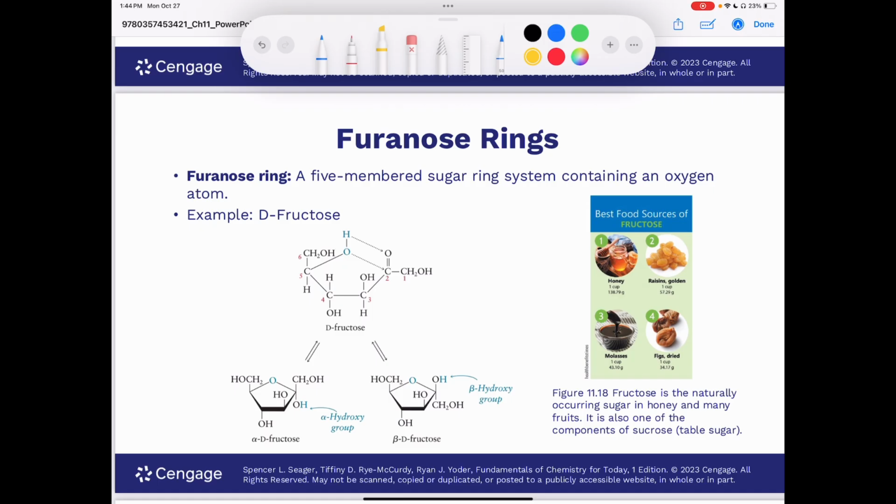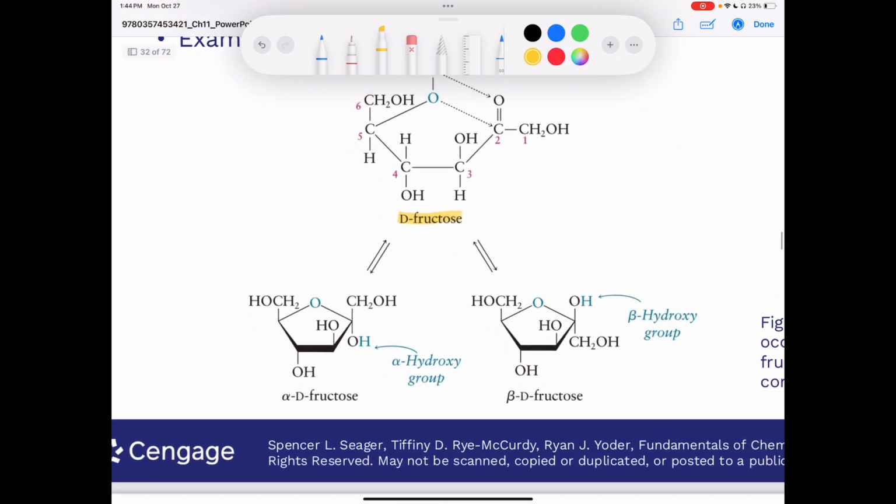Now, what about a five-membered ring? Well, when we have a five-membered ring, we call that a furanose ring. And so whenever you see a ring drawn like this with an oxygen at the back, that's a furanose ring. And you can see one shown here in fructose. And I told you earlier that fructose and glucose join together to make sucrose, which is table sugar. So a furanose ring is a five-membered sugar ring system containing an oxygen, and again, you see the fructose down here.